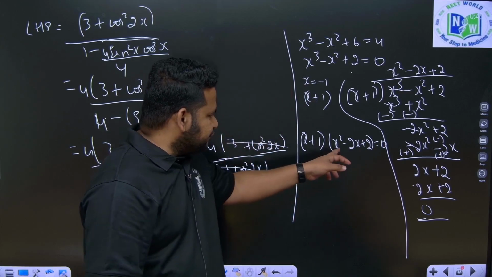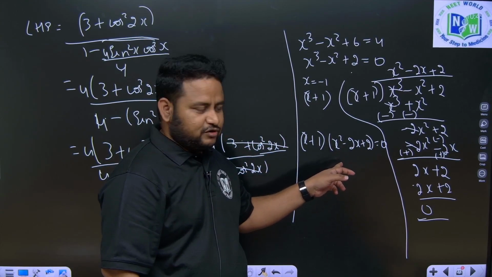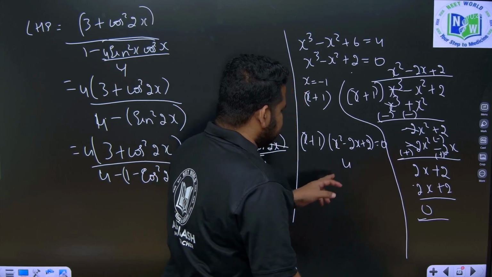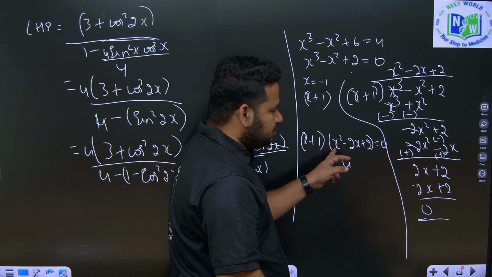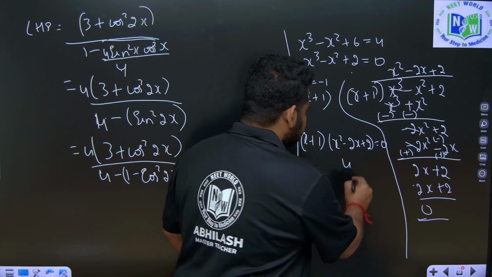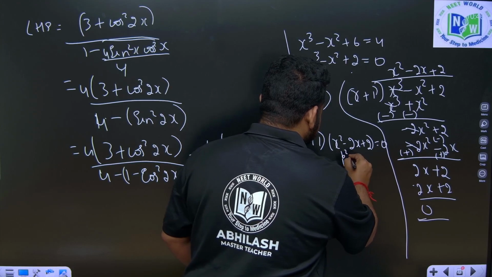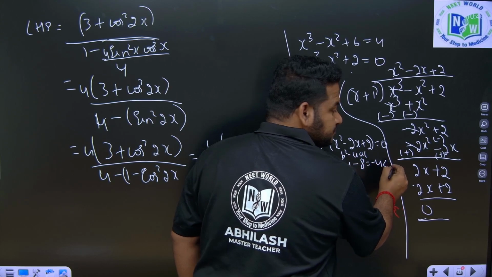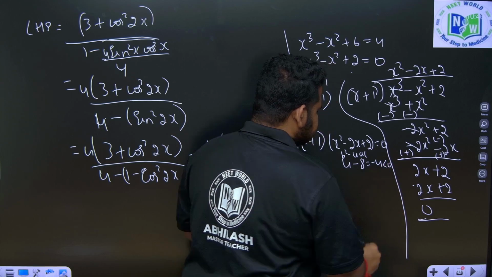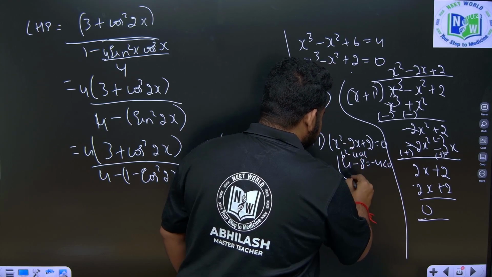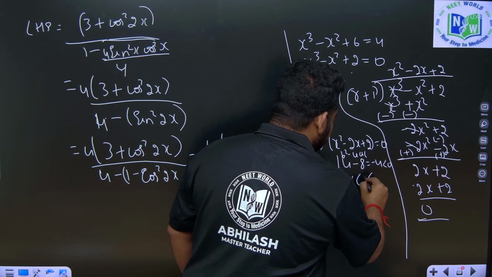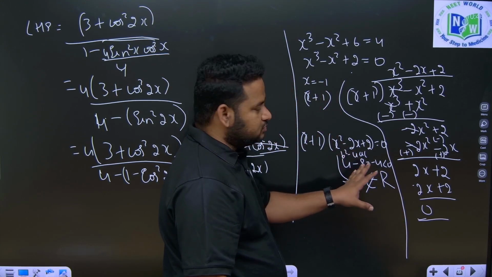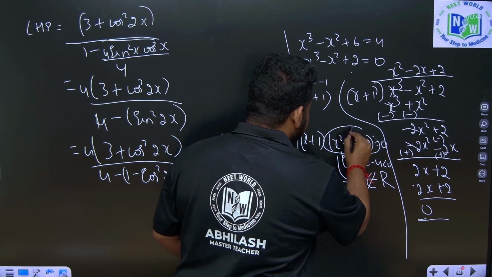Now looking at this, if you find the discriminant, that is b square minus 4ac: b square is 2 square, that is 4, and 4 into 1 into 2 is 8. So b square minus 4ac comes as minus 4, which is less than 0. That means this has complex roots, which do not belong to R. So we don't require this one.